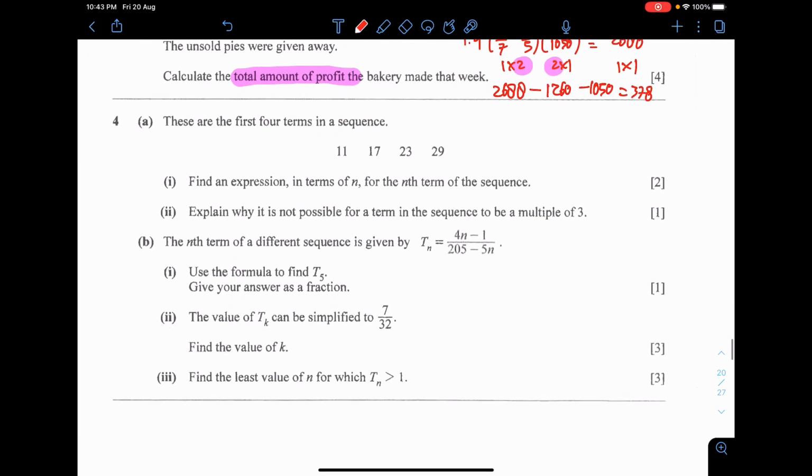Alright. Next. These are the first 4 terms of a sequence. Plus by 6, plus by 6, plus by 6. Okay, simple. Find an expression of the nth term of the sequence. A sequence formula is always plus by 6 of n. You see, if the jump is -3, then you put -3n. If the jump is +6, then you plus by 6n.